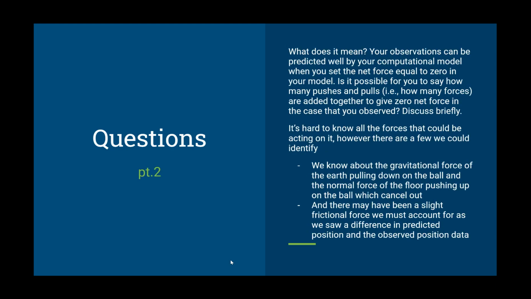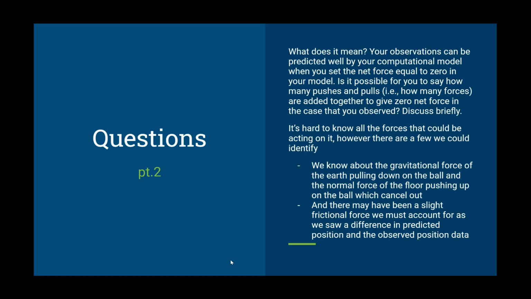The second one was a what does it mean? Your observations can be predicted well by your computational model when you set the net force equal to 0 in your model. Is it possible for you to say how many pushes and pulls, or how many forces, are added together to give a 0 net force in the case that you observed?